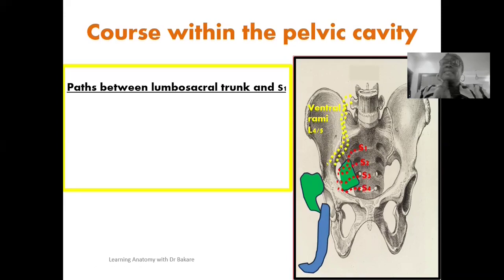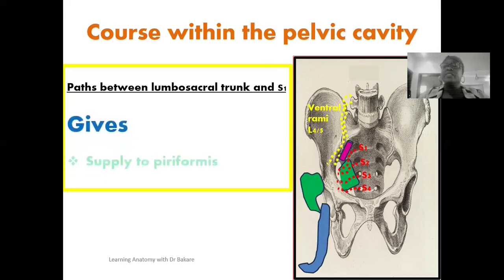So you see that after the emergence of the superior gluteal artery, it is seen to pass between the lumbosacral trunk and also the ventral rami of S1. And this is what is highlighted here in pink. And this is how it runs within the pelvic cavity. Within this space, it is seen to give off 3 branches.